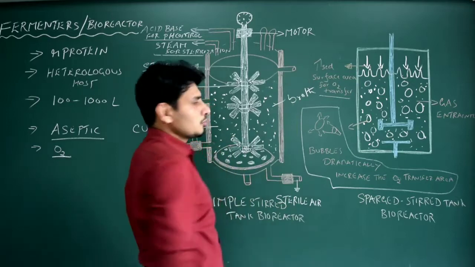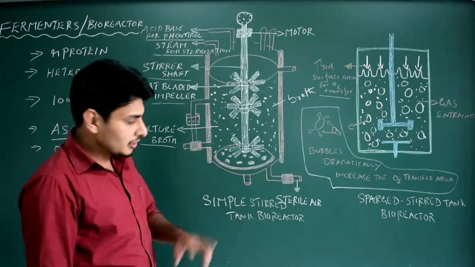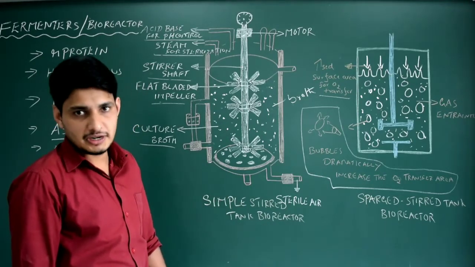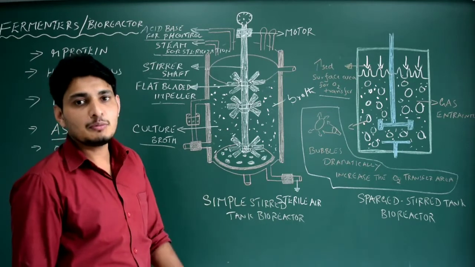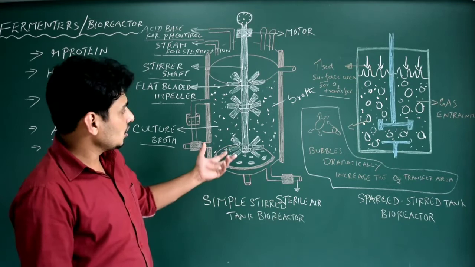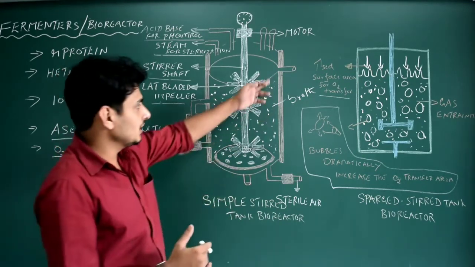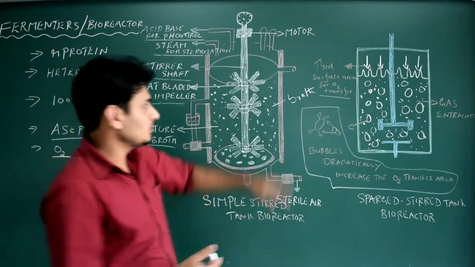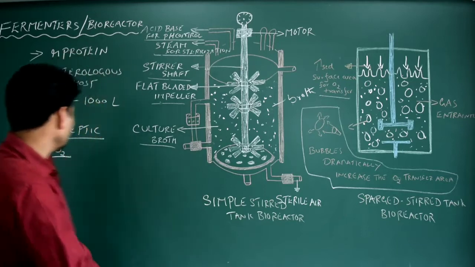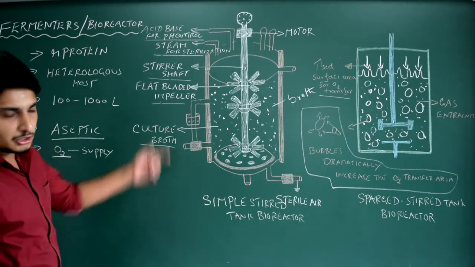Maybe this inlet could be for the continuous supply of oxygen. But it depends. In bioreactors there are two types: aerobic bioreactors and anaerobic bioreactors, depending on the type of heterologous host organism you are using in the recombinant DNA. Some are aerobic, so we need to supply oxygen. Some are anaerobic, so we need to close this to avoid the supply of oxygen. Simple like that. Oxygen supply is very important for an aerobic heterologous host.